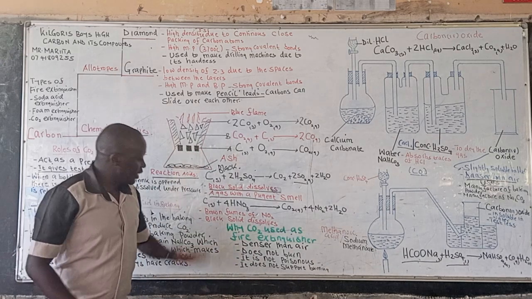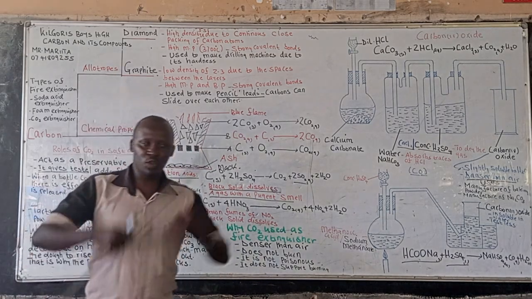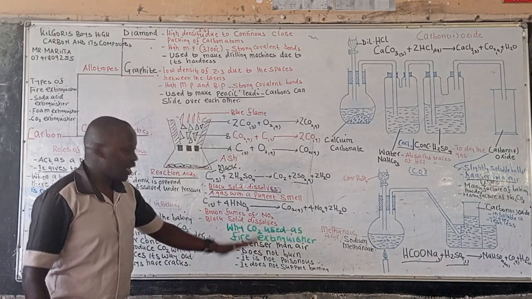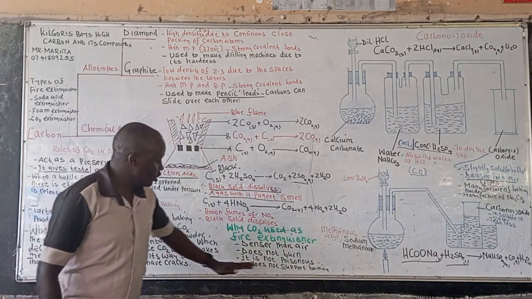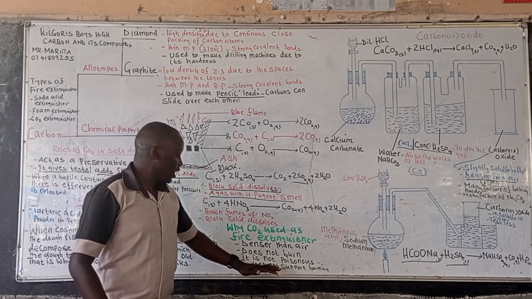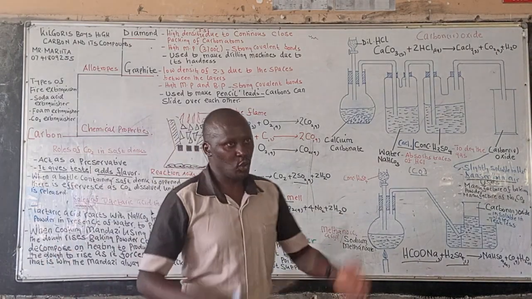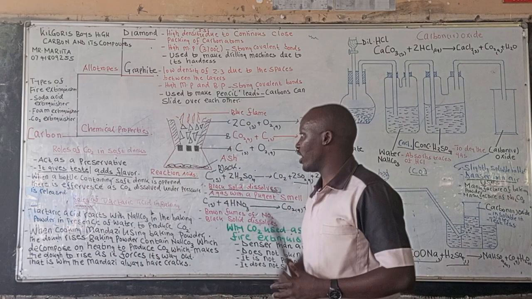Therefore, the properties that make carbon dioxide suitable as a fire extinguisher: one, it is denser than air; it does not burn; it is not poisonous; and it does not support burning. That's why it can be used as a fire extinguisher.